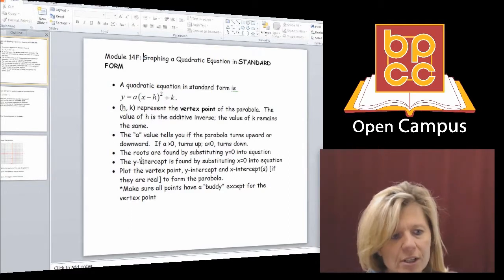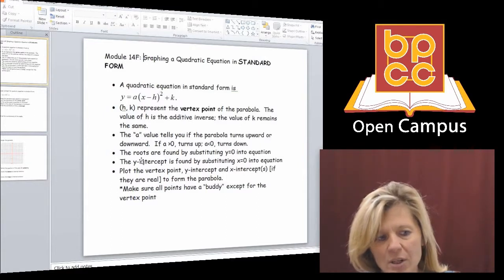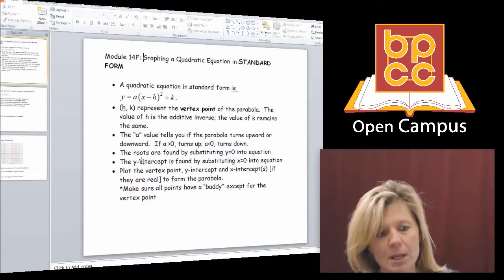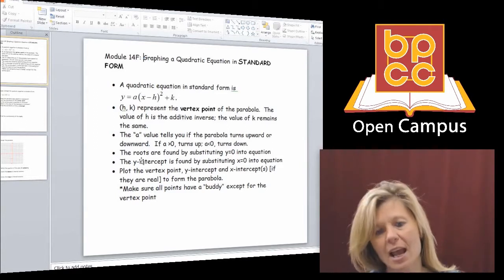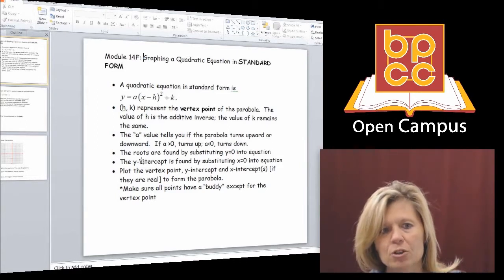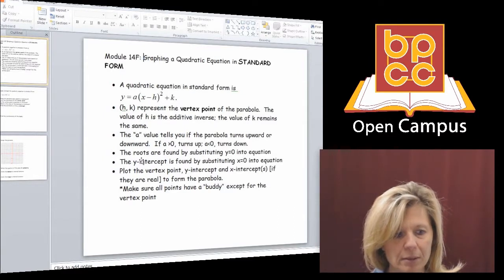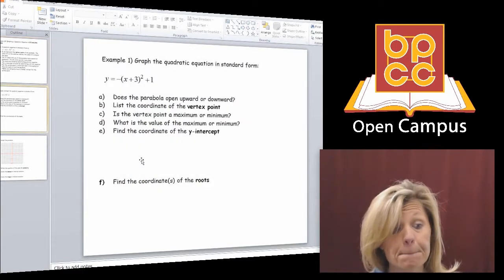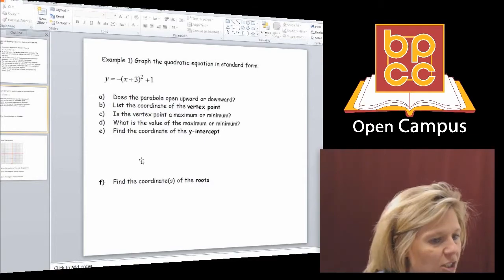Now, you still need to know the x-intercepts and y-intercepts. We're going to find them just like we did with lines. To find the x-intercept, you substitute y is 0. To find the y-intercept, you substitute x is 0. So we're going to take all this information now and graph a parabola. So if you look here at your notes, I have one example. It has many parts to it. So we're going to take this piece by piece. So let's go up to the whiteboard and discuss this equation.